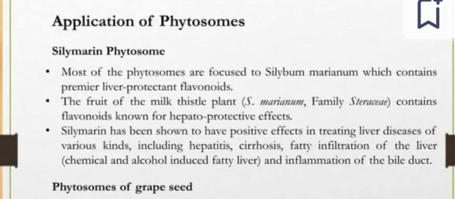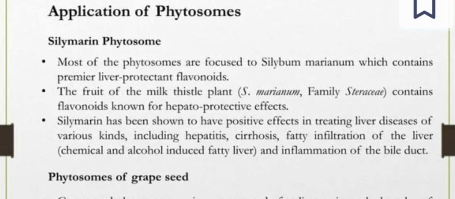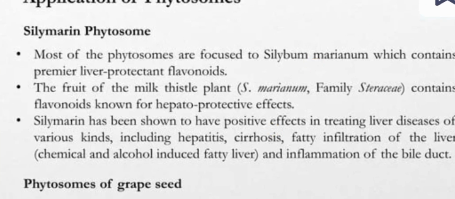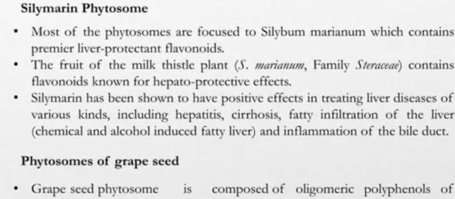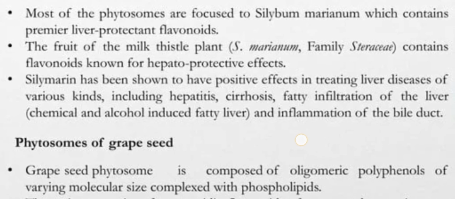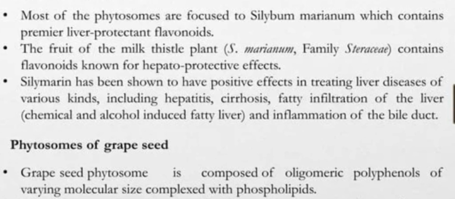First, most of the phytosomes are focused on Silybum marianum, which contains premier liver protection flavonoids. So they have clearly explained the applications of phytosome with a specific example. The name itself we can easily understand. It is the extract prepared from natural origin that is coated with phospholipid. For example, some of the phytosomes are useful for hepatoprotective property. The example, fruit of milk thistle plant.